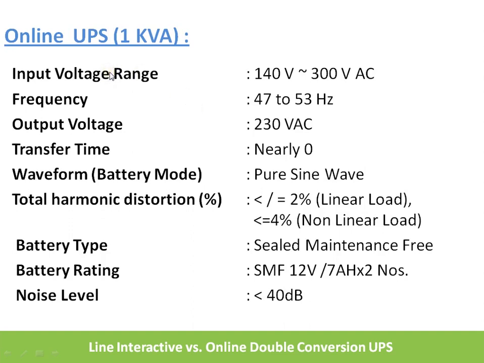Similarly, here you can see the 1 kVA online double conversion UPS specifications. The output voltage is maintained at nearly 230 volts AC, so the voltage regulation is very good for this UPS. Transfer time is nearly 0, and the waveform is a pure sine wave, which is acceptable for many sensitive equipments. Total harmonic distortion is very low, 2% for linear load. Linear load means heaters, inductive motors, and the like, and it is less than or equal to 4% for non-linear loads. SMPS falls in the non-linear load category.